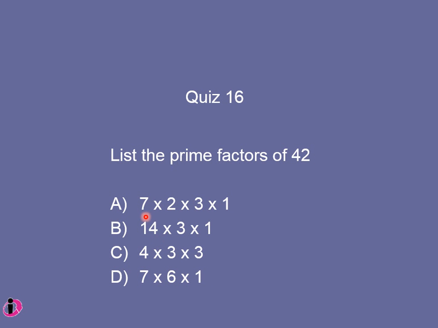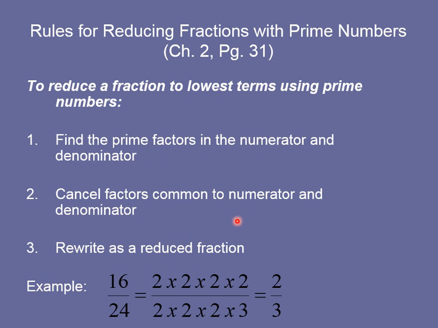How about the first one? This is actually the prime factors for 42. 7 times 2 times 3 times 1. You see? So, you know, we can get the prime factors in different manner.